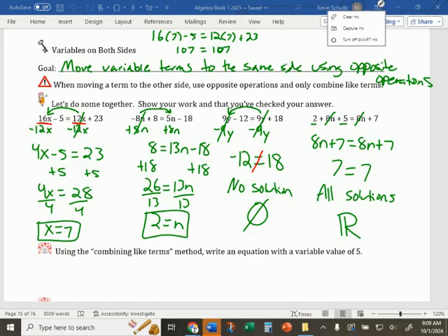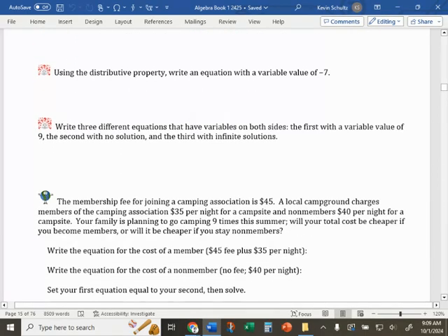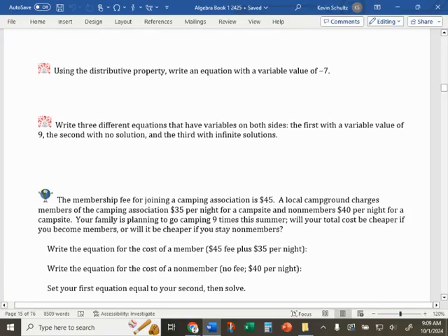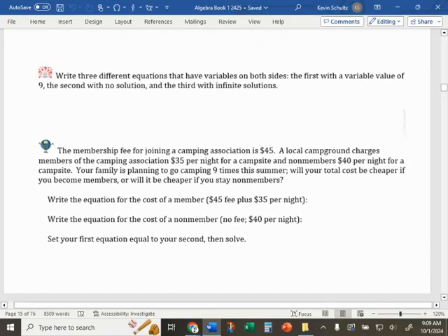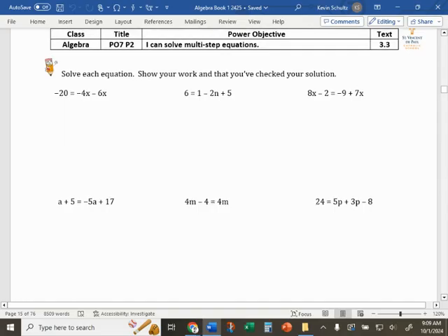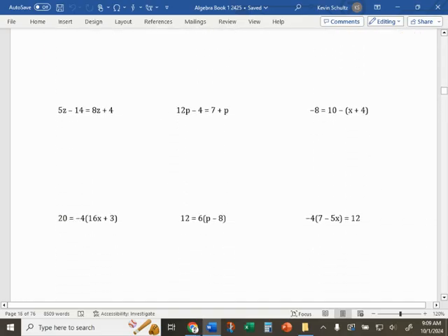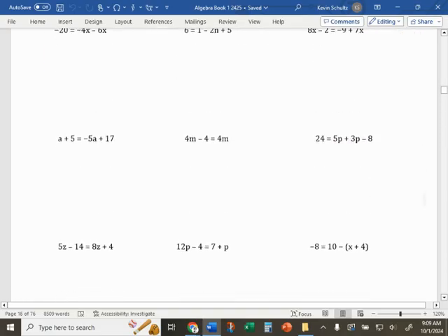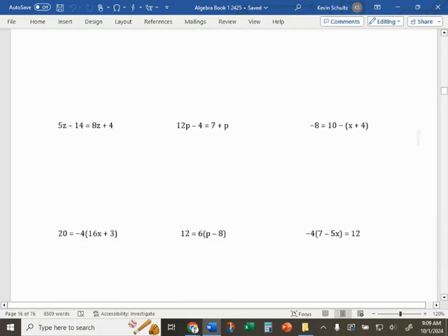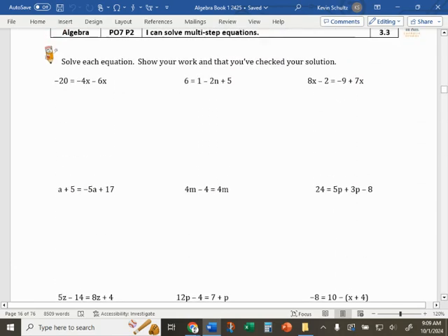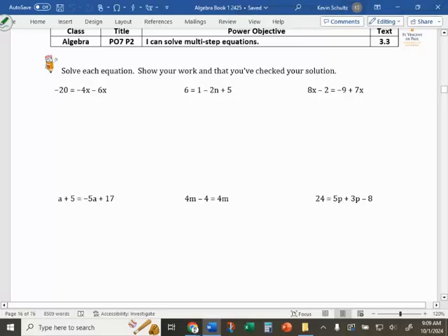Okay, your assignment for tomorrow. We are going to skip this section here, and we're going to go on to part 2. I would like you to do the first page. There are 12 of them. Okay, the first page of PO7 part 2. And then the back page of this.